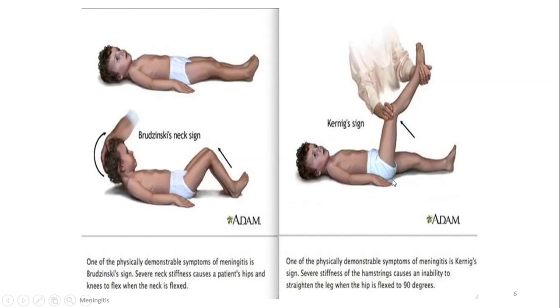Now what is going to happen in this case? The doctor again asks the baby to lie down flat on a horizontal surface, and he slowly lifts one leg. First he will lift it to make a 90 degree angle, and then he slowly increases this angle. When the angle is increased above 90 degrees, the child experiences severe pain and cannot extend his leg. So if the baby complains of pain, it is a sign that the baby is suffering from meningitis. This is called Kernig's sign.